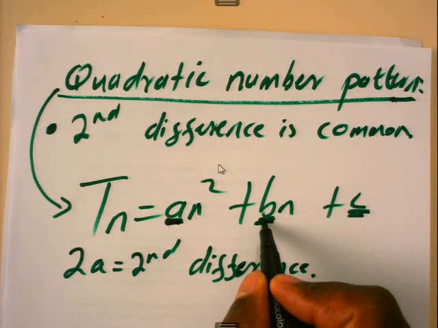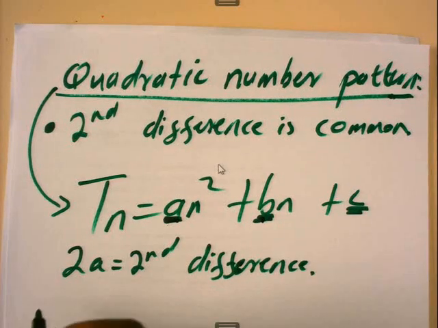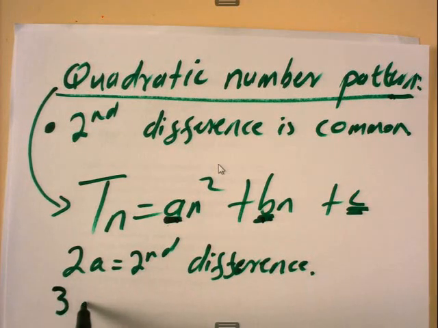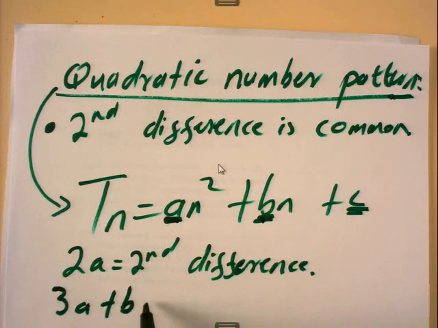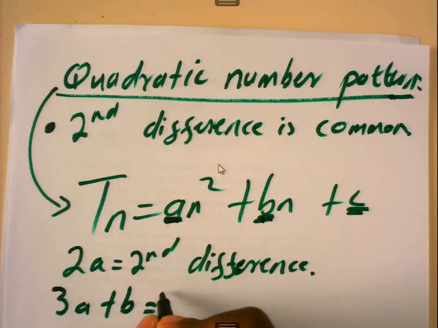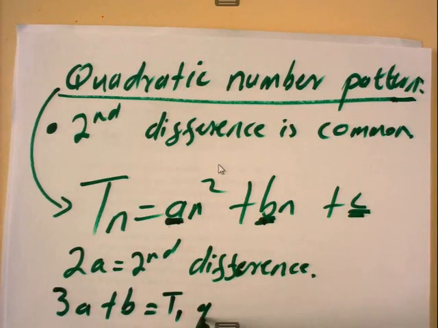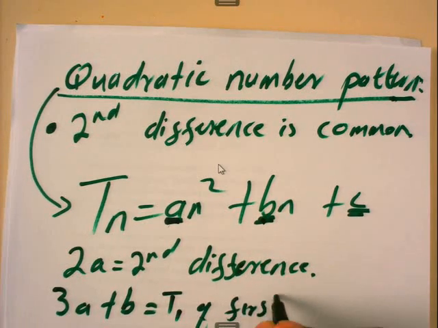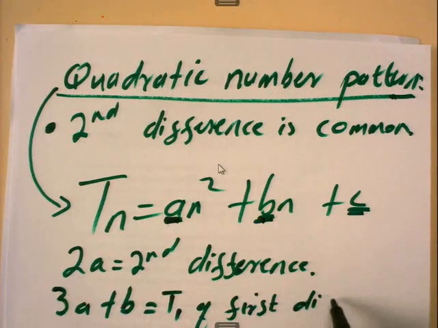Let's check the value of b. Remember, to determine the value of b, we normally say 3a plus b will be equal to the first term of the first difference, T1 of the first difference. The first term of the first difference.